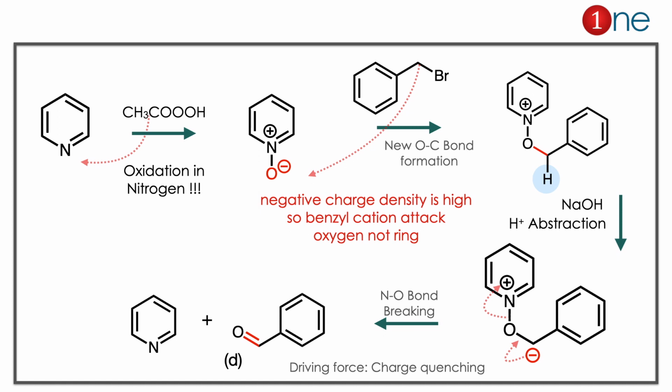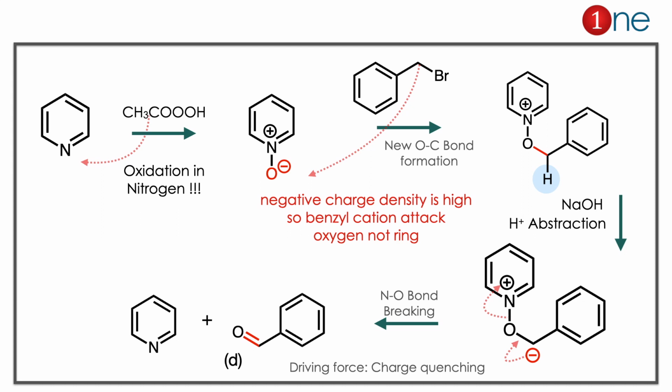Second step, you are reacting with sodium hydroxide. Sodium hydroxide is the base, it removes the proton. So an anion is formed, it has to be quenched. The anion is quenched by breaking of the N-O bond. So you have the aldehyde as well as pyridine there. So the answer is clearly D, which is the aldehyde.